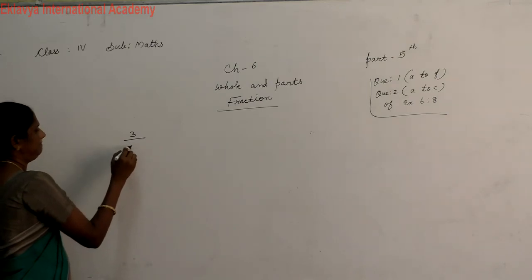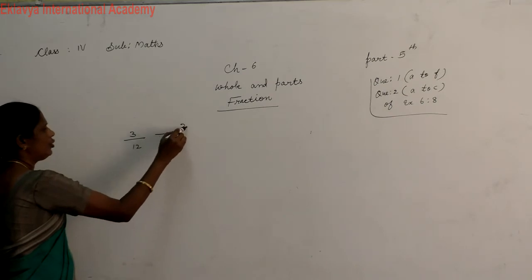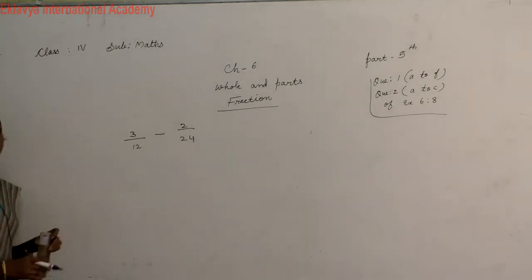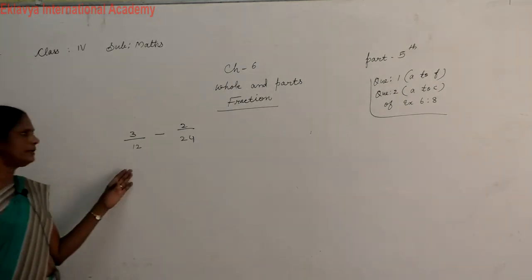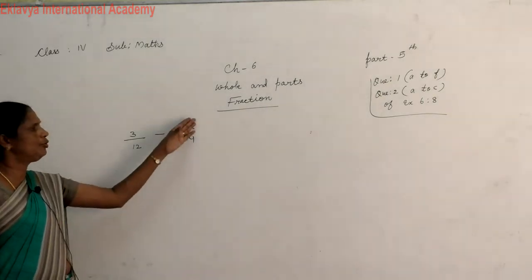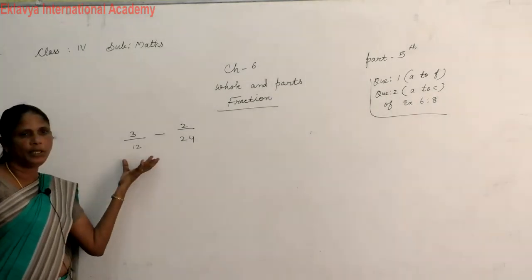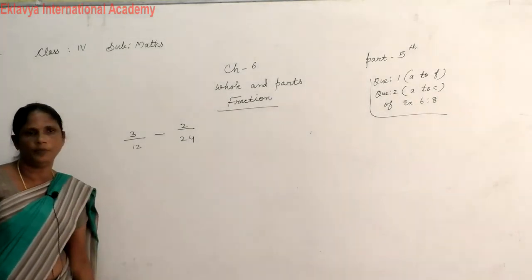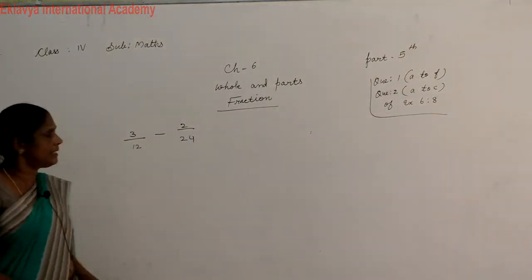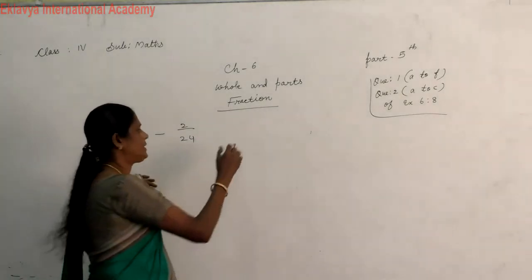3 by 12 minus 2 by 24. Listen, 3 by 12 minus 2 by 24. Here, first you look, are the denominators the same? No. First we find the LCM of 12 and 24.